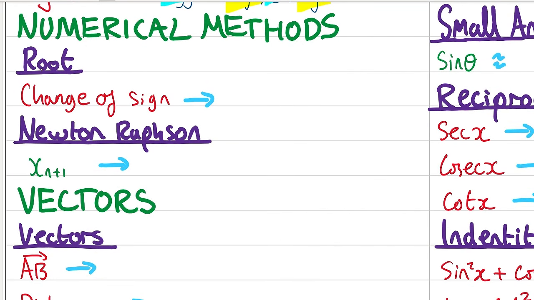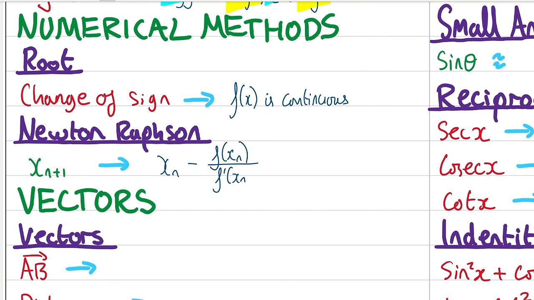Numerical methods. If there is a root, it means there must be a change of sign, and that is the case if f of x is continuous across that interval. The Newton-Raphson formula is given. It's the next x value along is the x value previous minus f of the x value over the derivative of the x value.